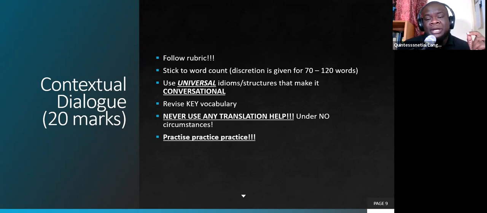Once again, we need to pay attention to the key vocabulary. Once again, we need to never translate under any circumstances. And it will be difficult, I am telling you. You will feel helpless. Some persons may feel helpless in the process of trying to do these things for practice and not using translation help. But that is fine. That's part of the process, right? So never use any translation help under any circumstances. And once again, it is the skill of writing that you're building.